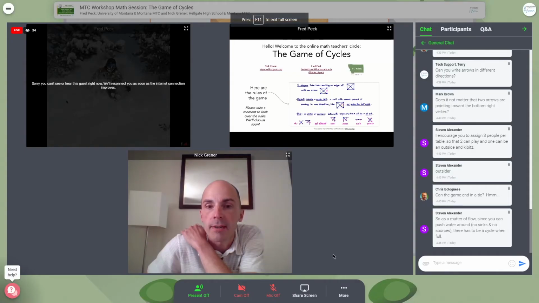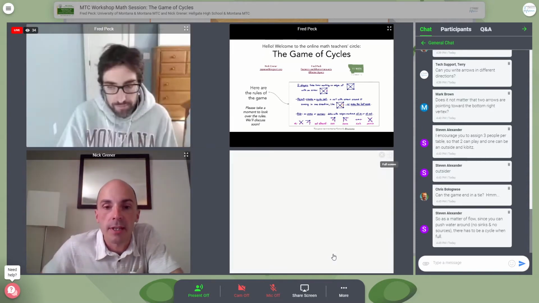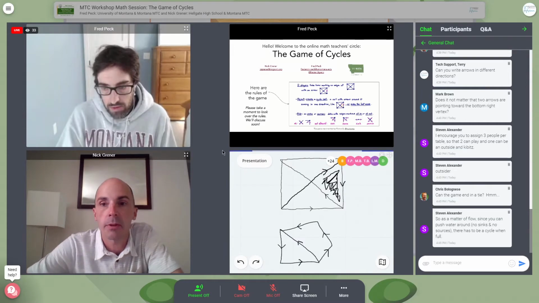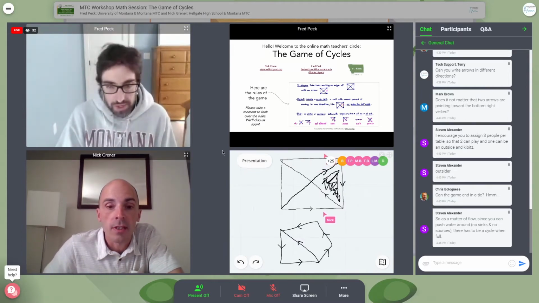Mark wrote, does it not matter that two arrows are pointing towards the bottom right vertex? Somebody else wrote, somebody else here is encouraging 3 people to be at a table. And we were going to encourage having either 3 or 4 people at a table. Yeah, 3 or 4 people at a table.